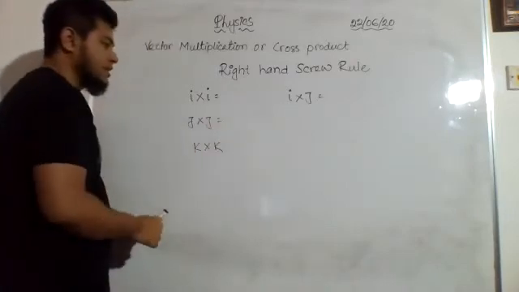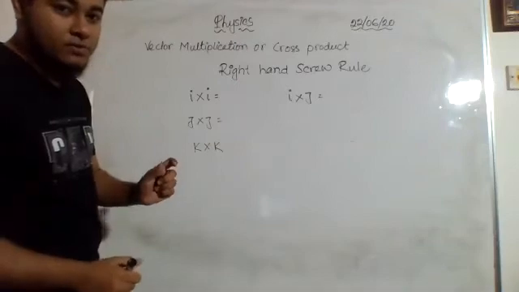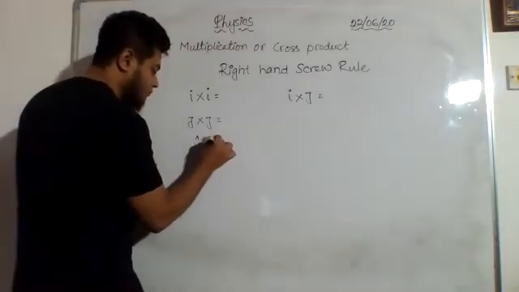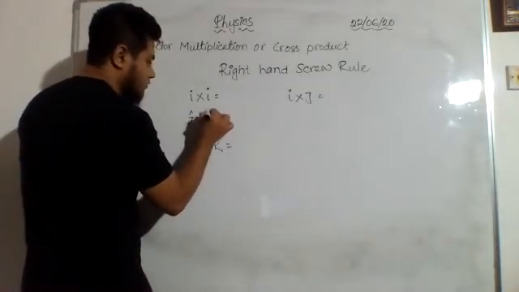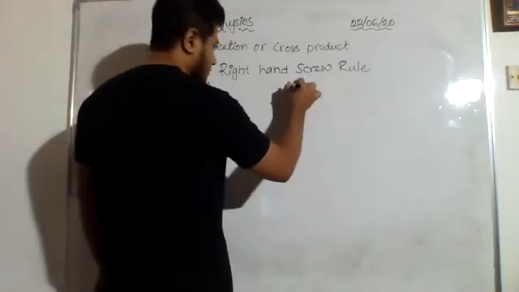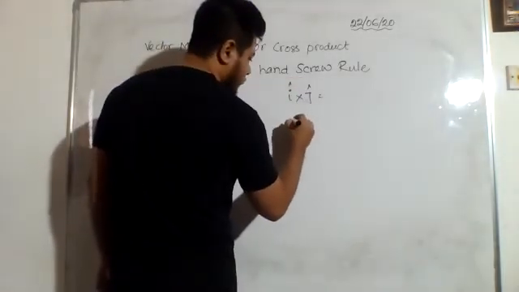Now what are I, J, K? I, J, K are the unit vectors, if you remember, along the X, Y and Z axes. Do not forget to put the cap on I, J, K.